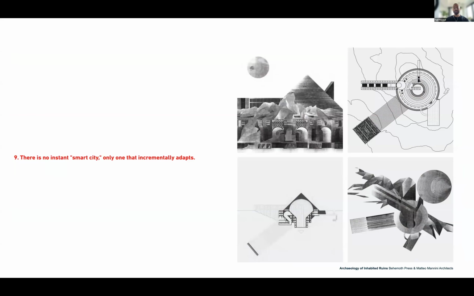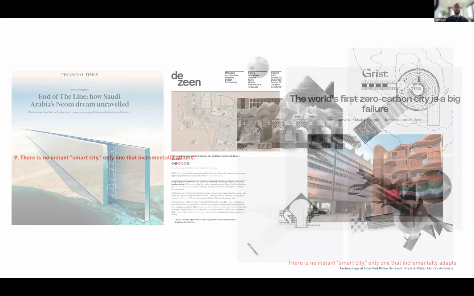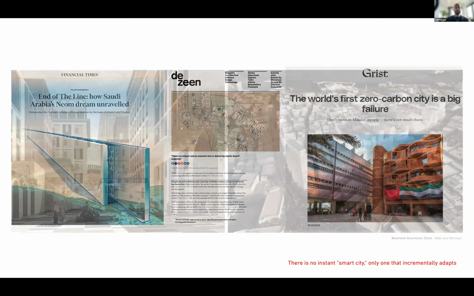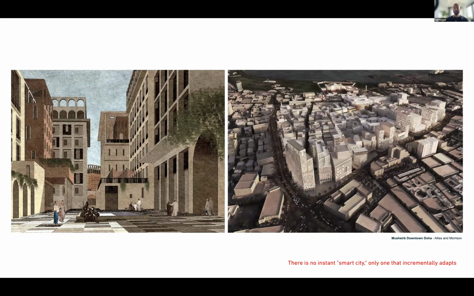And lastly, there is no instant smart city. Every mega project branded as smart ultimately fails. Learning to incrementally adapt to your environmental context is in fact a form of intelligence and proven to be the smartest and most enduring form of them all.